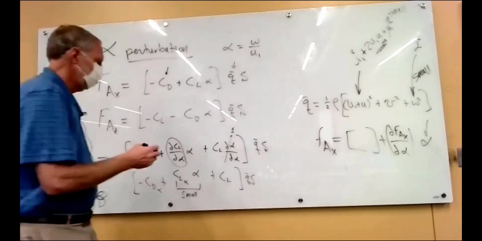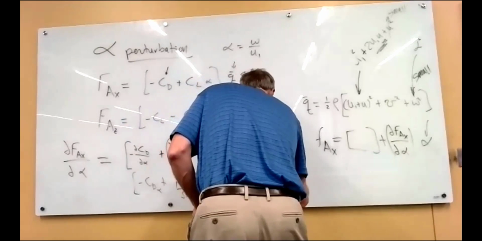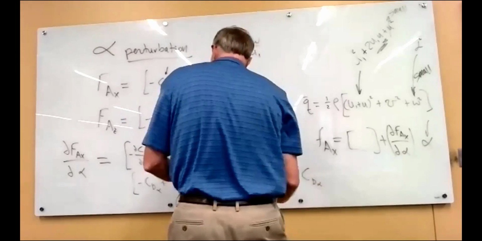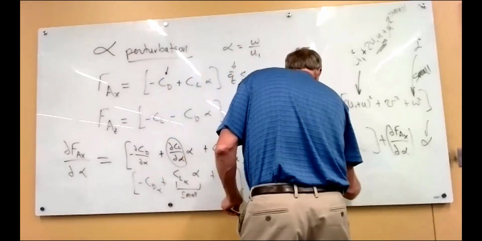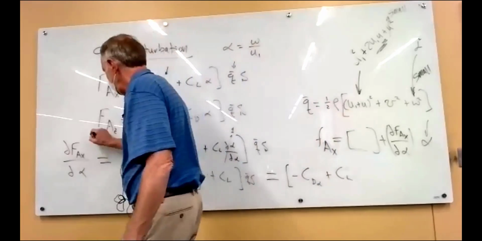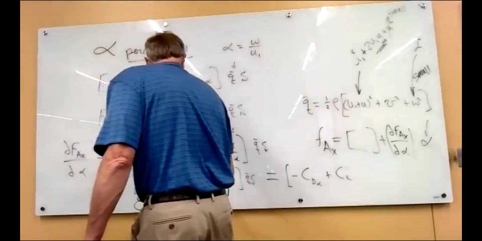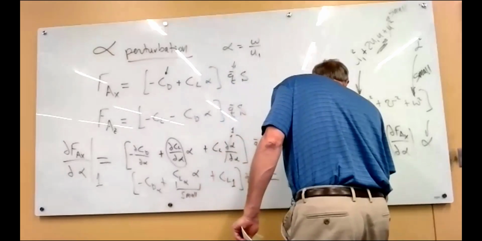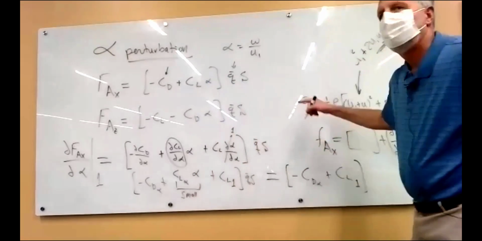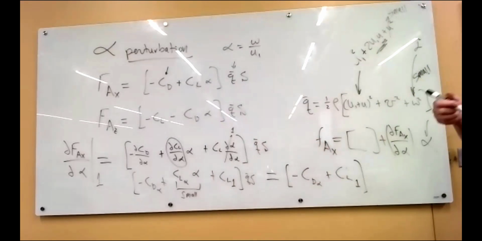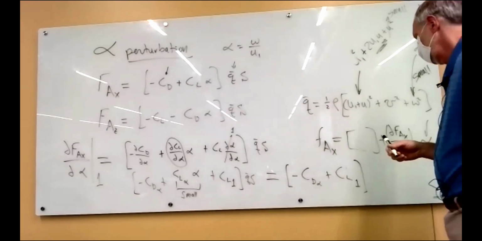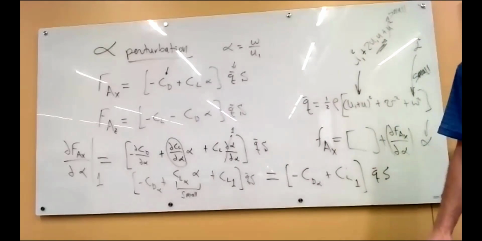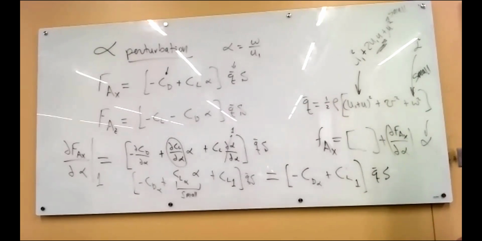So what we end up with in this is minus CD alpha plus CL. And remember, we evaluate this at our steady state flight condition, so we're just going to pick up whatever CL is in steady state, so that's CL1. So that's our lift coefficient at the equilibrium flight condition that we're taking our derivatives at. So that's what shows up in that matrix, in that entry.